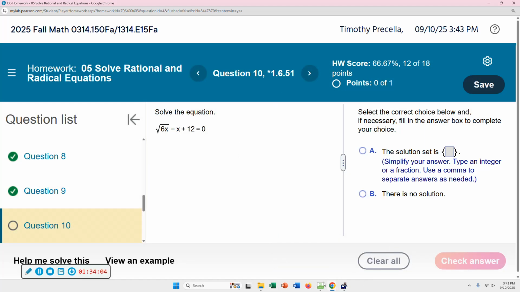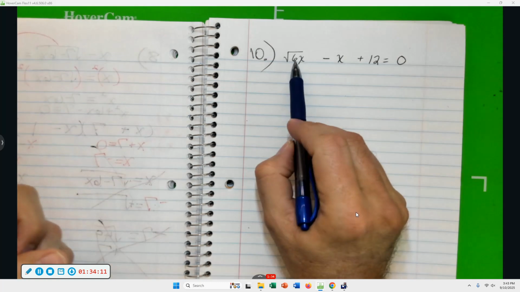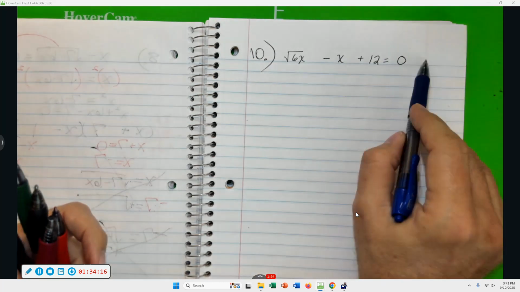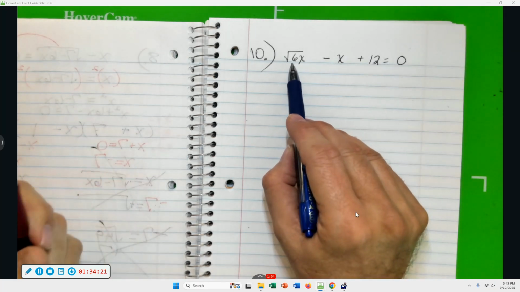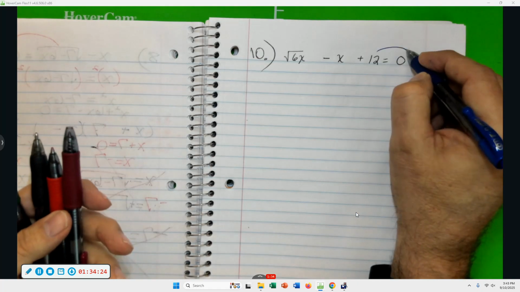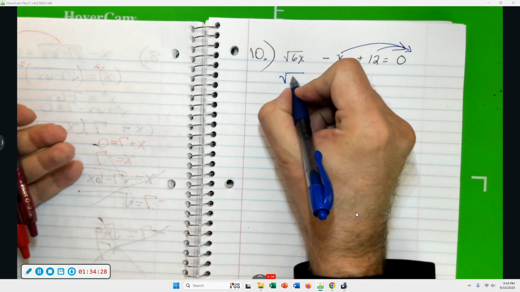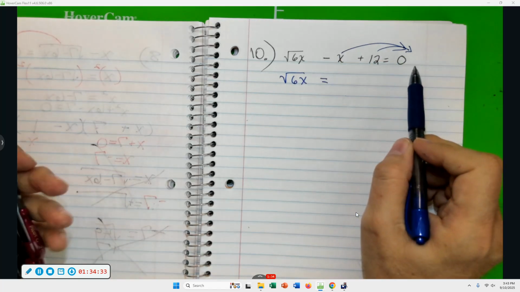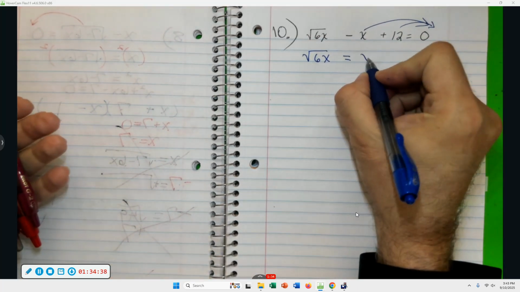Well, the first thing we're going to need to do is isolate the radical term, the square root of 6x. To get that by itself, I'm not going to move it over because then it's going to pick up a negative in front of that square root. So we have the square root of 6x equals, what am I going to have on the right side? A positive x.